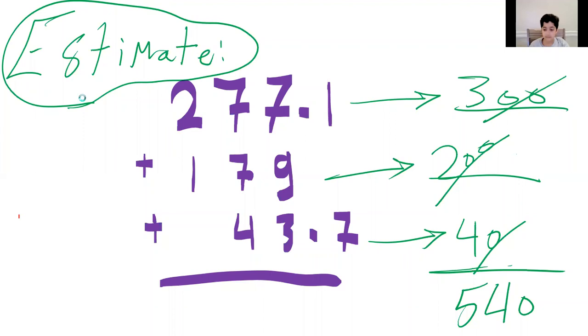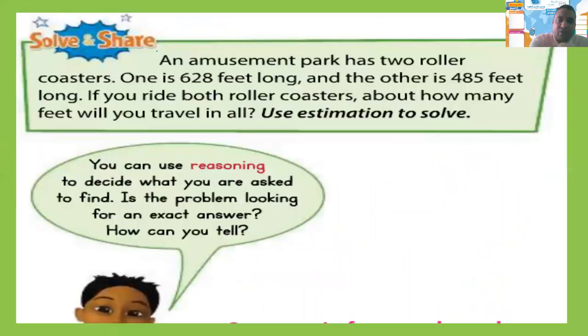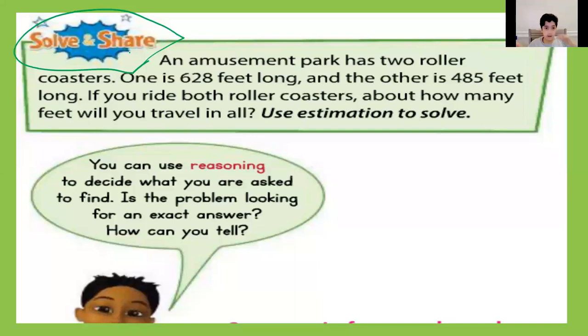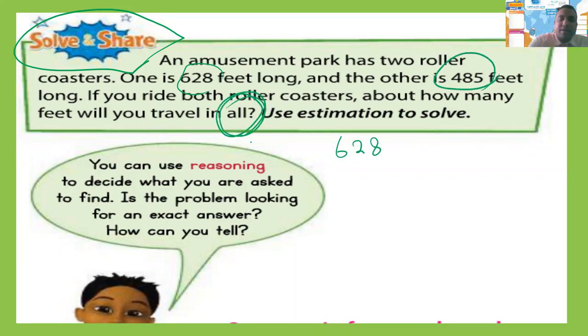Okay, so let's start. Abdurrahman Ahmed Fakhri, read, solve, and share on the first page, and tell me what we are going to do. An amusement park has two roller coasters. One is 628 feet long, and the other is 485 feet long. If you ride both roller coasters, how many feet will you travel in all? Use estimation to solve. The word all here means to add, so the first number 628 plus 485.